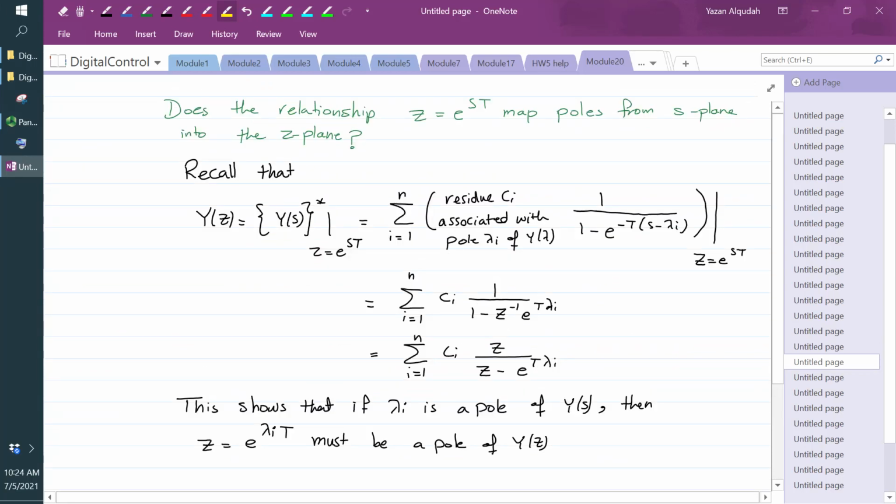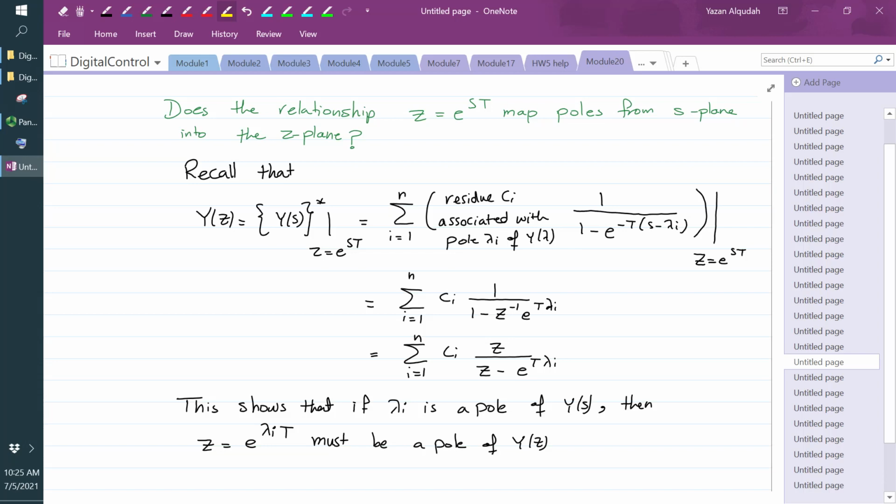Okay. So in this example that we've done, we considered what happens when we have one single pole. However, does this relationship hold when we have multiple poles instead of just a single one?